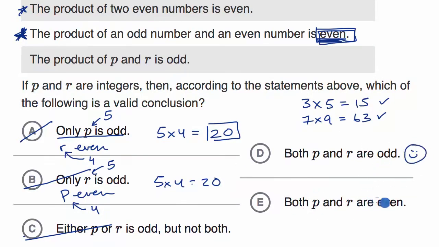Both p and r are even. Well, they tell us the product of two even numbers is even. So this is going to be an even product right over here. But they told us that the product of p and r is odd. So we could rule that out. You could also try some examples here. You could say, well, let's say 2 times 4. Well, 2 times 4 is 8. Even times even is an even. But p times r has to be odd, so we can rule that one out as well. So we can feel very good about choice D.